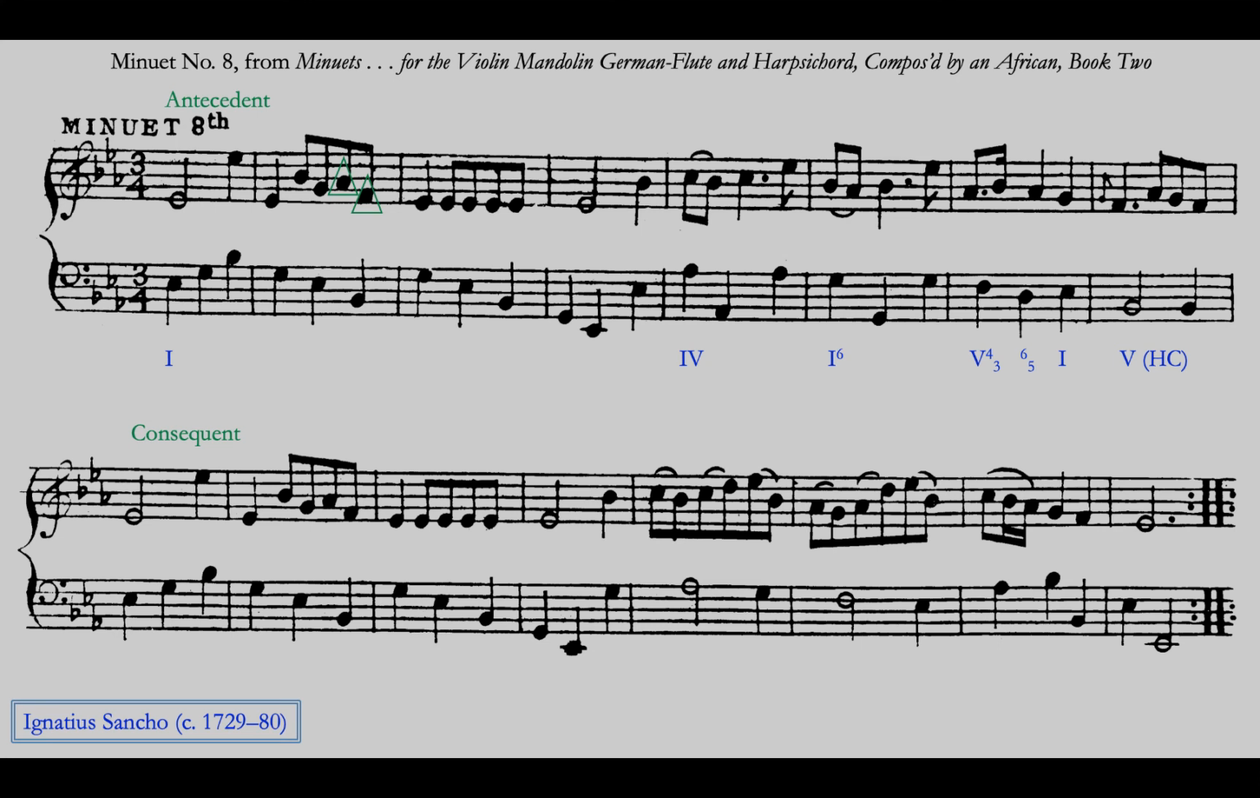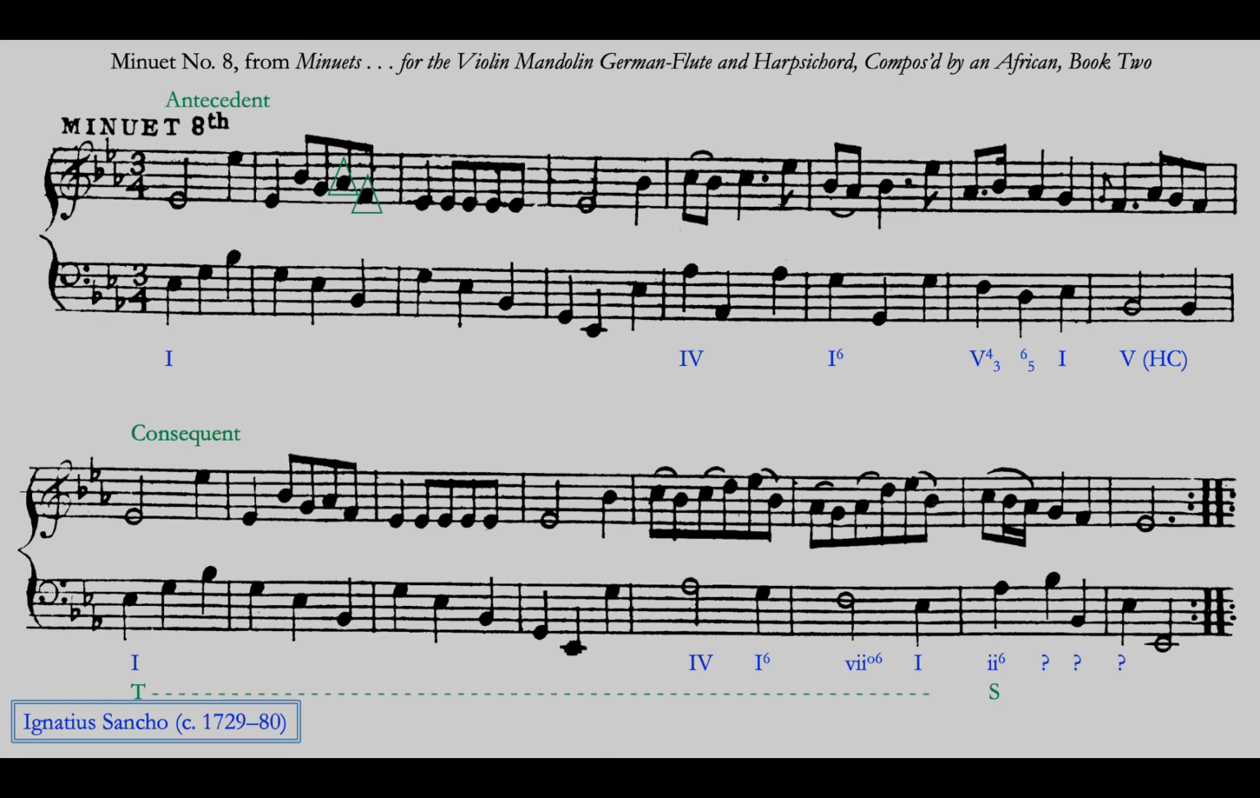As I mentioned before, when we analyze an antecedent and consequent pair, we can simply borrow the analysis from the antecedent and reuse it in the consequent for the corresponding measures. So here's the analysis for most of the consequent phrase. We'll still have to analyze the end of it.